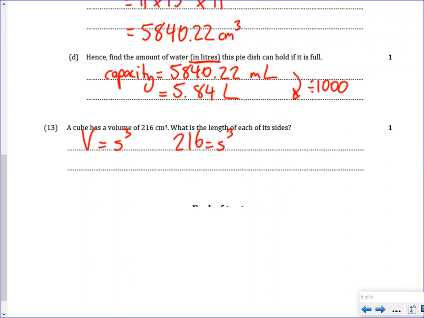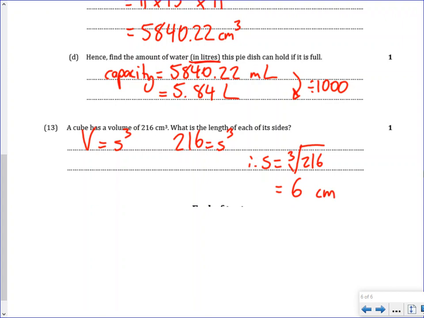So what we want to do is the opposite of cubed, which is the cube root. So therefore, S equals the cube root of 216, which equals, I believe it's 8, but let me just check, or 6, sorry. Where's my cube root one? Right. Which equals 6. And also making sure, once again, we write centimeters because it was centimeters cubed.